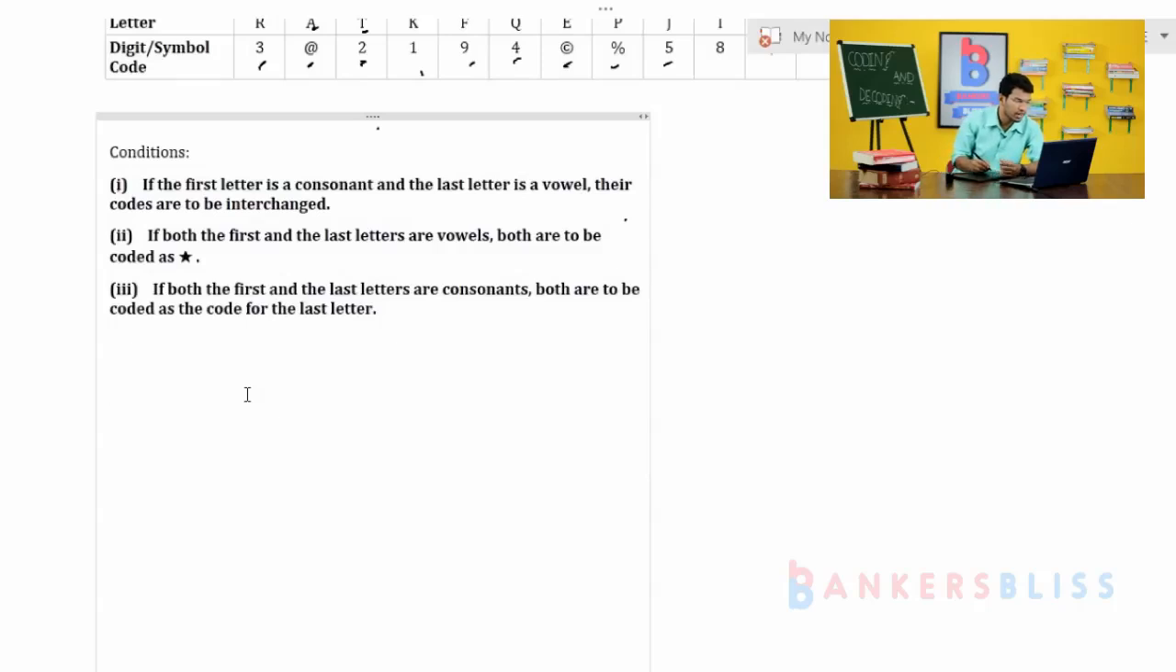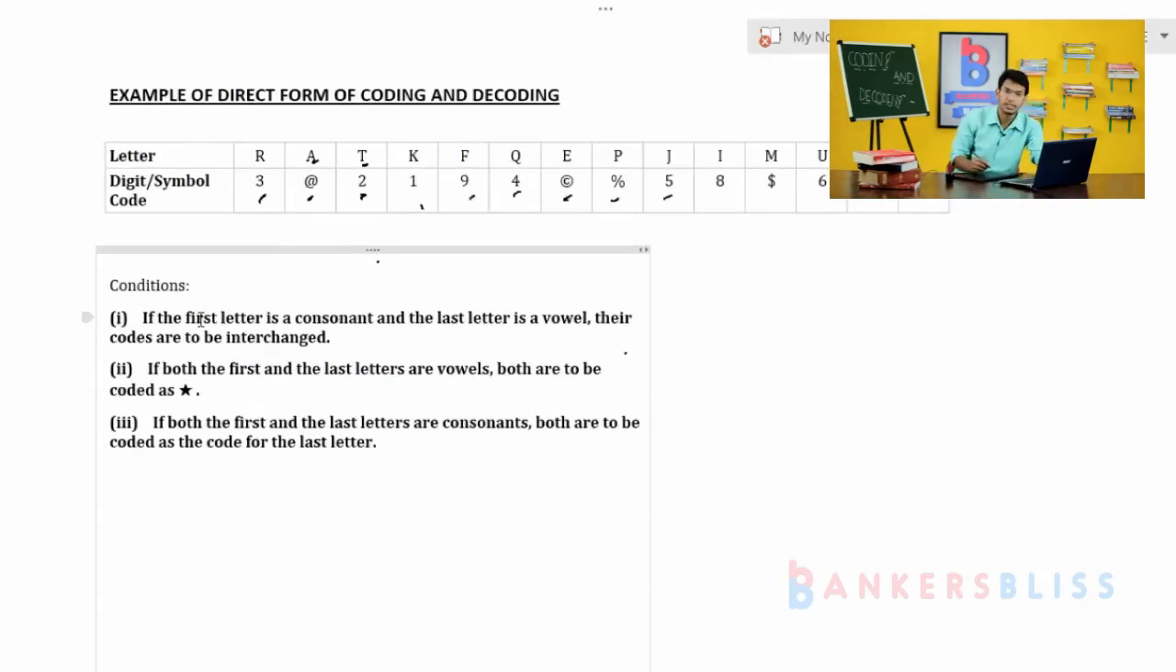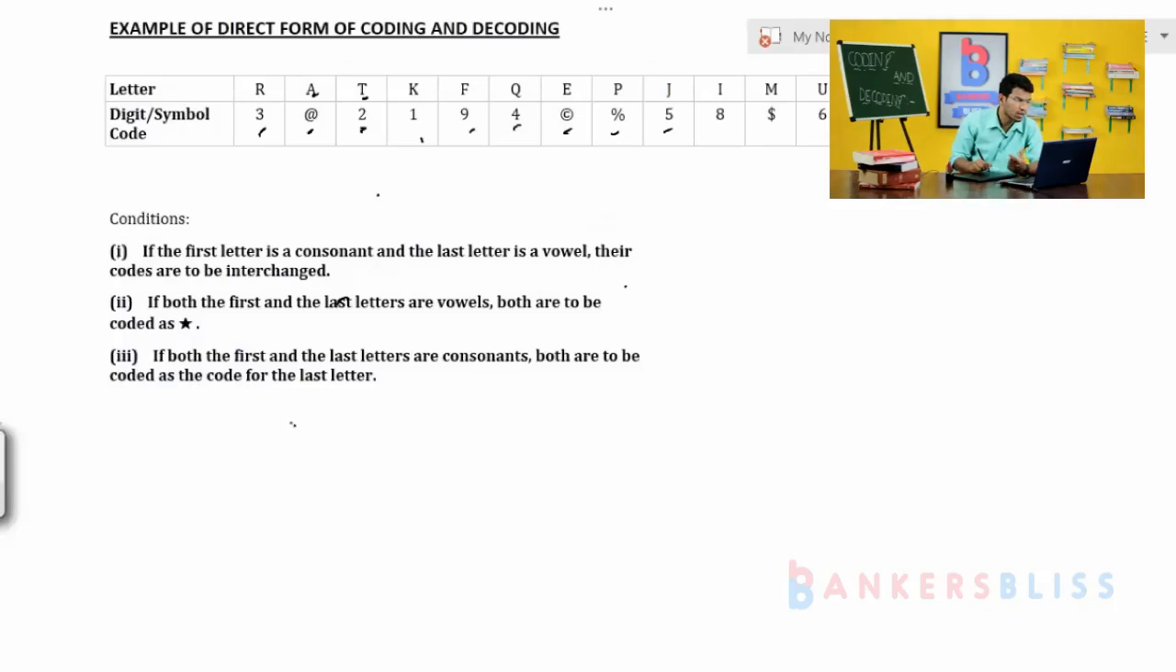Look here. Condition. What is the condition? If the first letter is a consonant, given this statement, it is the direct form of coding and decoding. What is a consonant here, guys? You know what is a consonant and what is a vowel: A, E, I, O, U are called vowels, and apart from A, E, I, O, U, we have to call them consonants. Is it clear? So look here, if the first letter is a consonant, see here, the first letter is a consonant. Given this, R, A, T, K, F, what is the consonant?